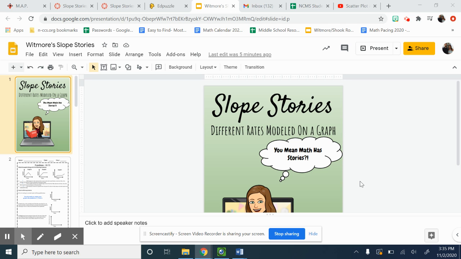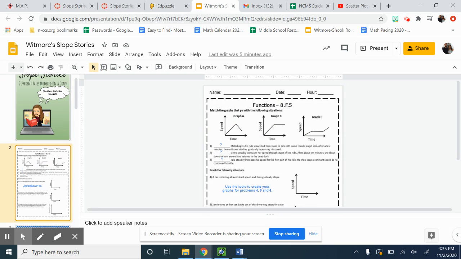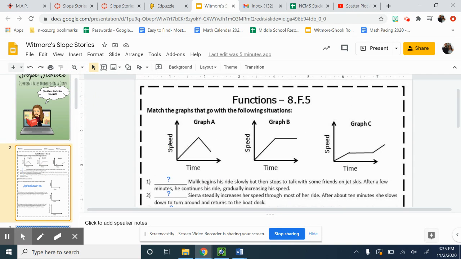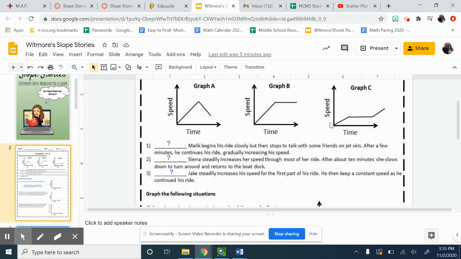All right, today we're going to look at slope stories. So we're going to determine the slope on a graph, whether the graph is increasing, decreasing, staying constant, any of that, based on a story or a situation about the graph. So the first thing I'm going to do is zoom in just a little bit so that y'all can see these as I'm talking about them.